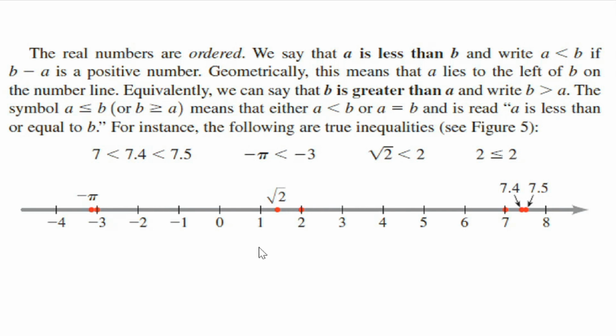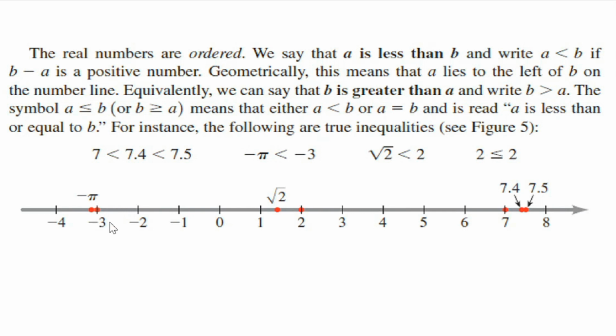We can also use another example. We have here negative pi is less than negative 3 because pi is 3.14. If negative, it is located to the left of 0. So negative 3.14, which is pi, is here, and this is only for negative 3. Therefore negative pi is less than negative 3.